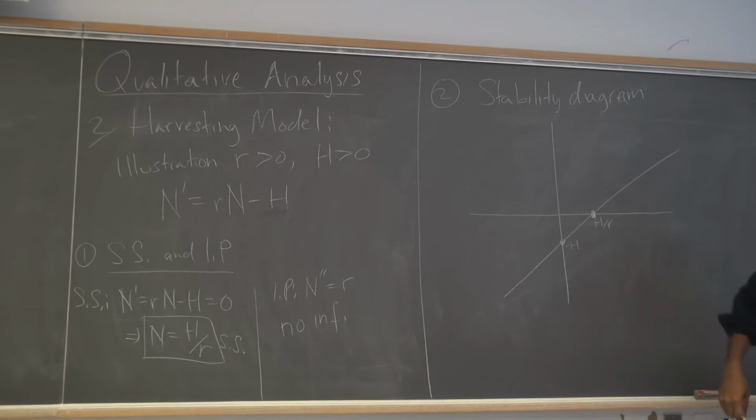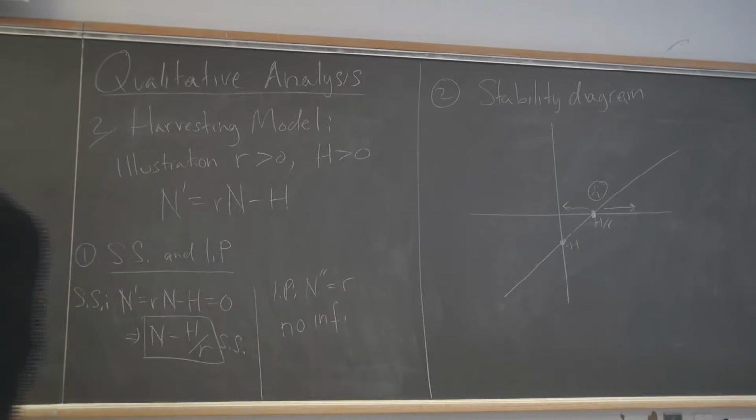Now do the analysis on the steady state. On this side, how do you draw the arrow? It goes left because the graph is underneath the horizontal. On this side, we draw it right because the graph is above the horizontal. This is an unstable steady state. And how does that actually change things?